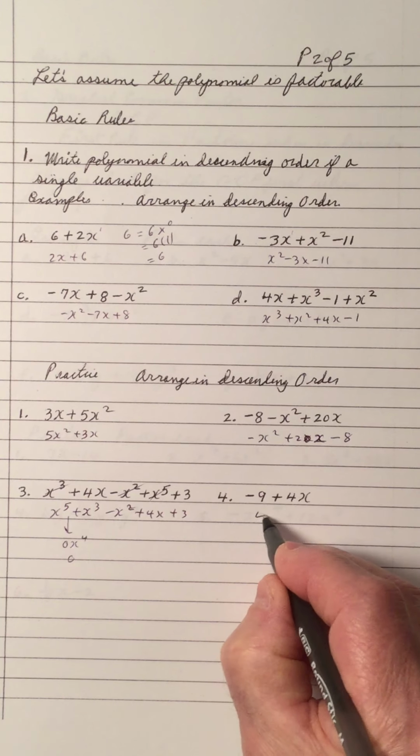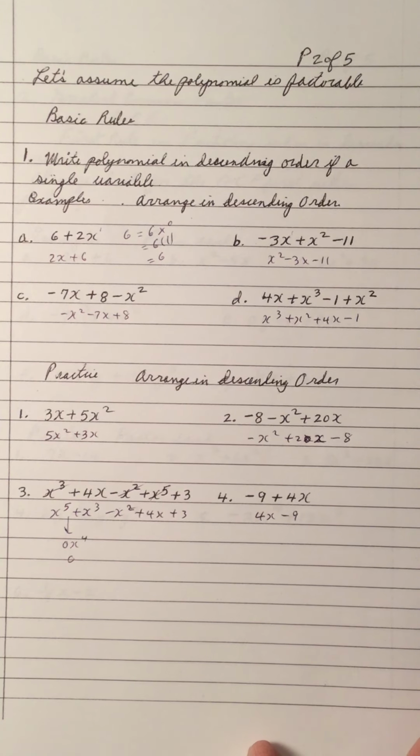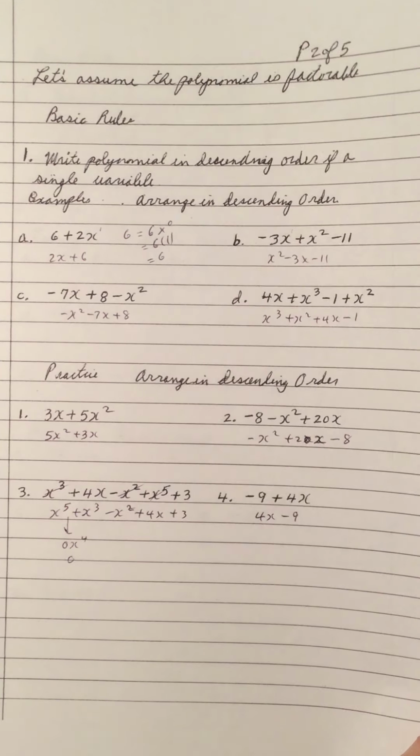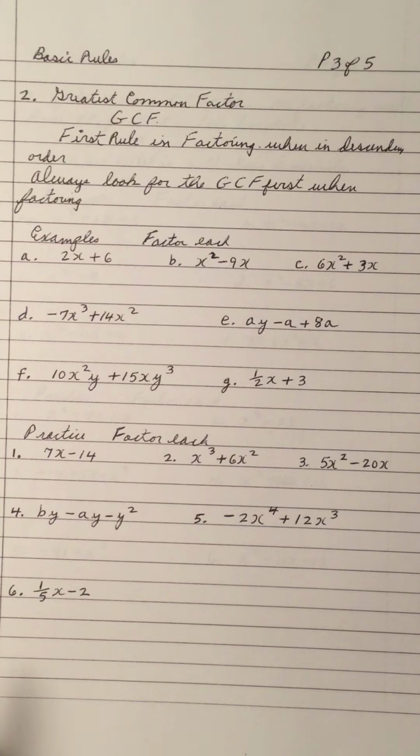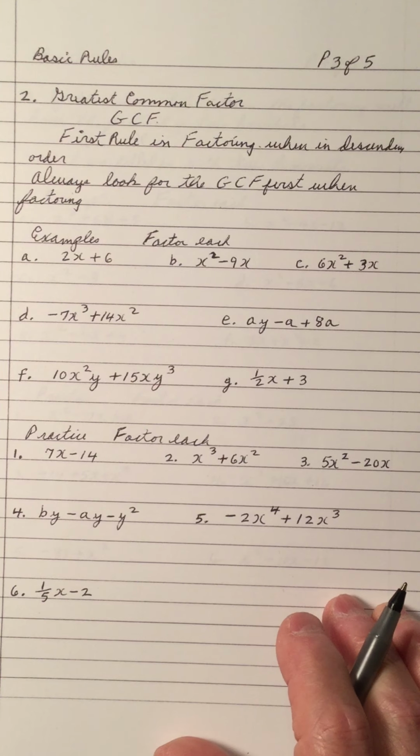Number 4, we have a 4x and a minus 9, descending order. So number 1 rule that I follow is that I always write it in descending order, because if I don't, the polynomial is going to be hard to factor.